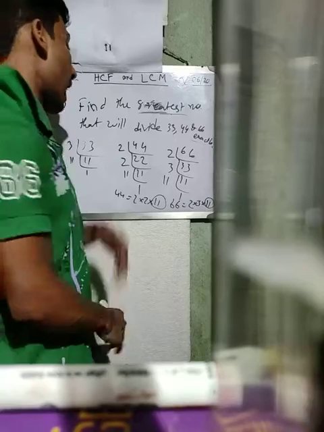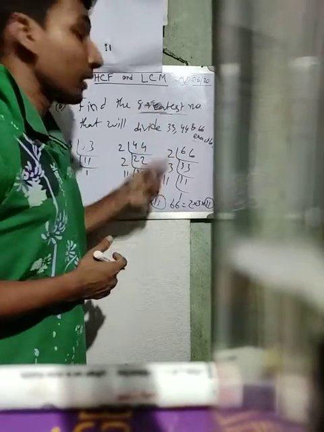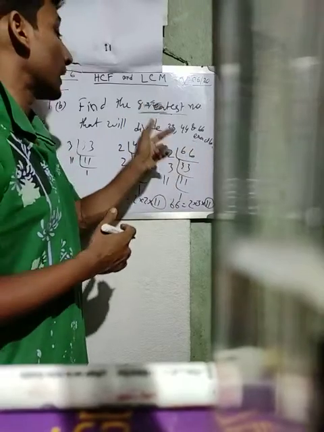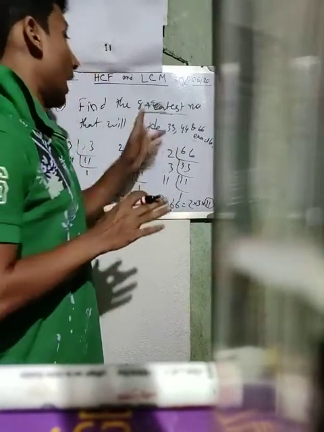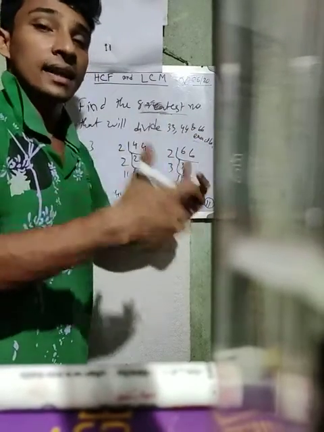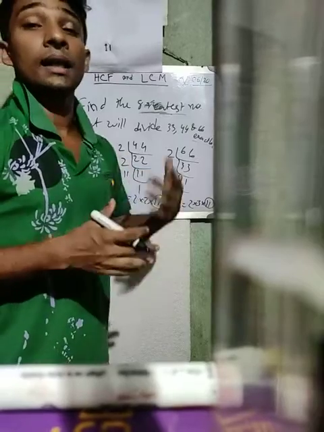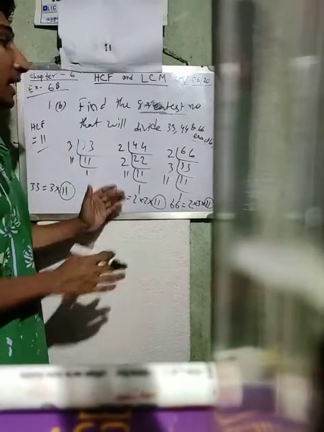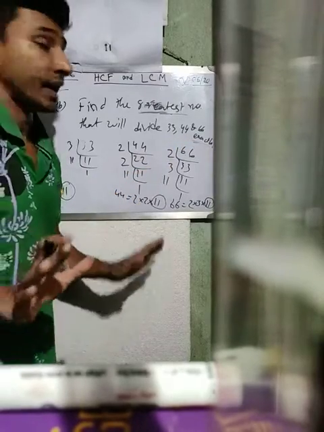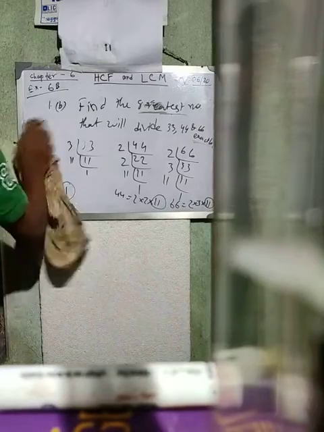Is the process clear? Why do I do HCF? Because you have to find the greatest number that divides these numbers. That means we have to find the divisor, and greatest divisor means HCF, because we know another name of HCF is greatest common divisor. And exactly means there is no remainder. Understand? 1B complete.